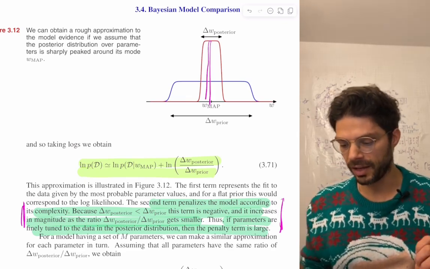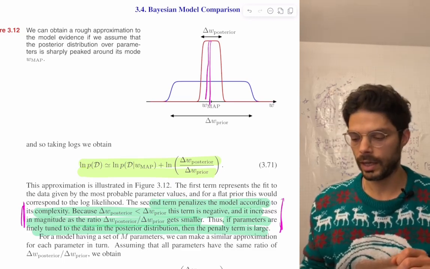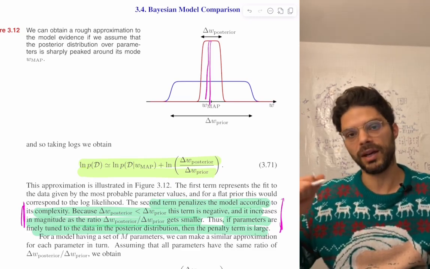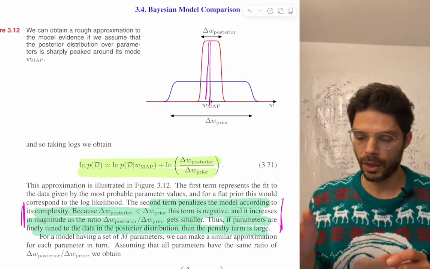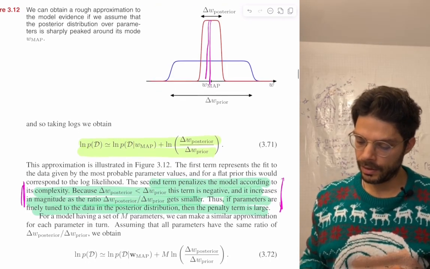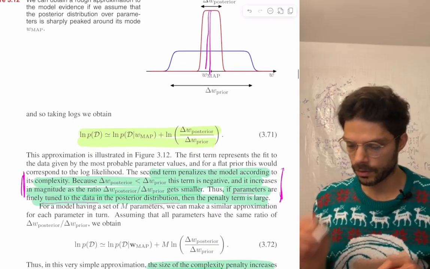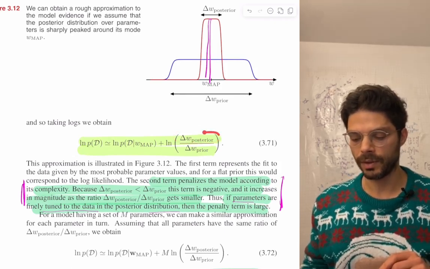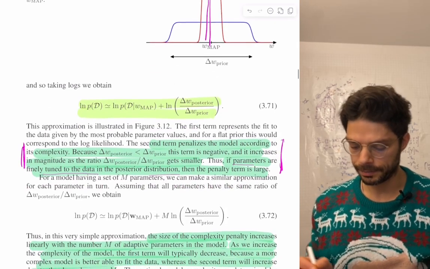And there's going to be a second effect that we don't quite see here because we just have a single parameter: the overall size of the space that you fit is going to be larger. So there are going to be two things. You're going to have a very thin relative width of the posterior, and a large contribution from the prior. So if parameters are finely tuned to the data in the posterior distribution, then the penalty term is large. Here we're just talking about a single parameter. If you're finely tuned, this is going to become very small, and so you're going to get a penalty because of that.